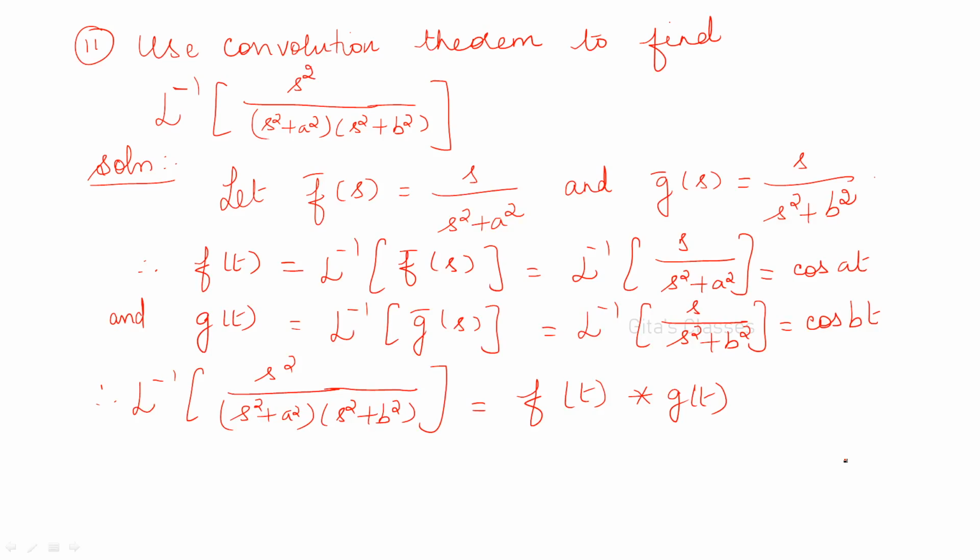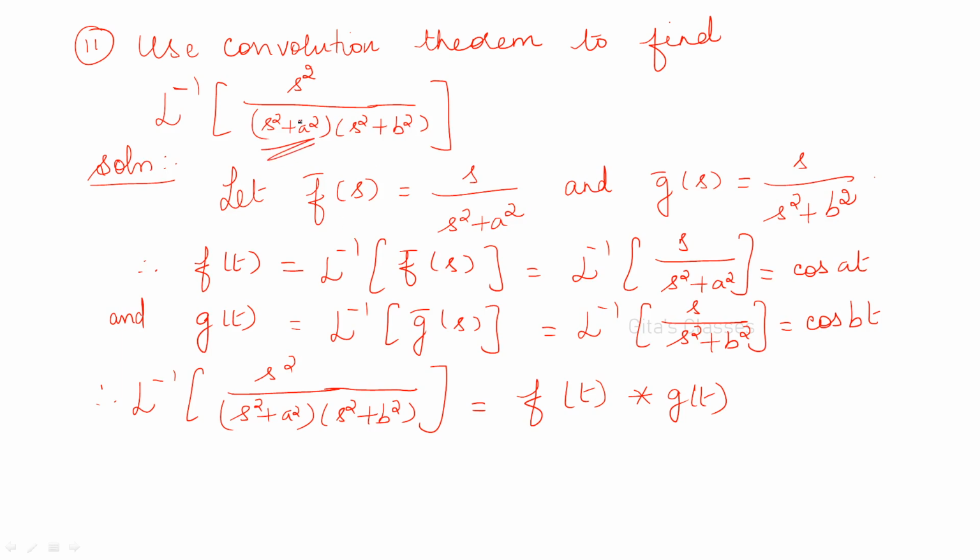Next, using the convolution theorem, you have to find the L inverse of this. Please remember, whenever the question mentions to find the inverse Laplace transform using the convolution theorem, you have to follow that method only. Otherwise, whichever you are comfortable with, you can use that method. Okay. So here use the convolution theorem to find L inverse of s squared by (s squared plus a squared) into (s squared plus b squared).